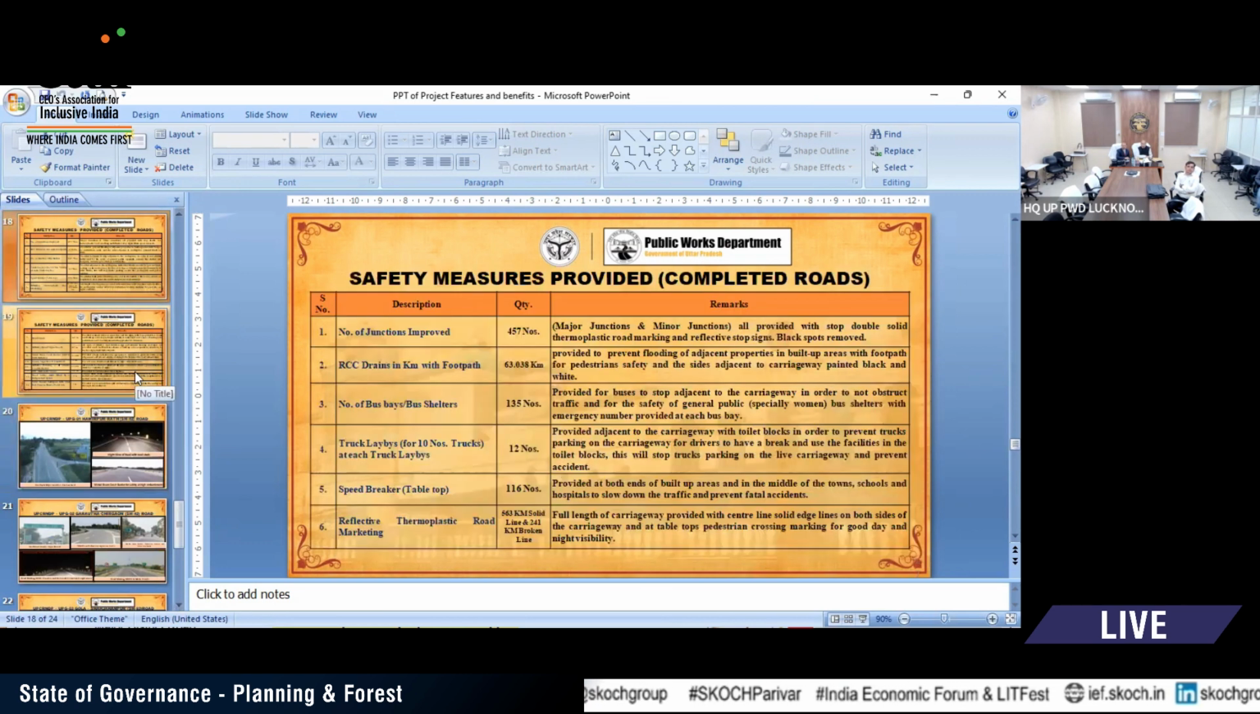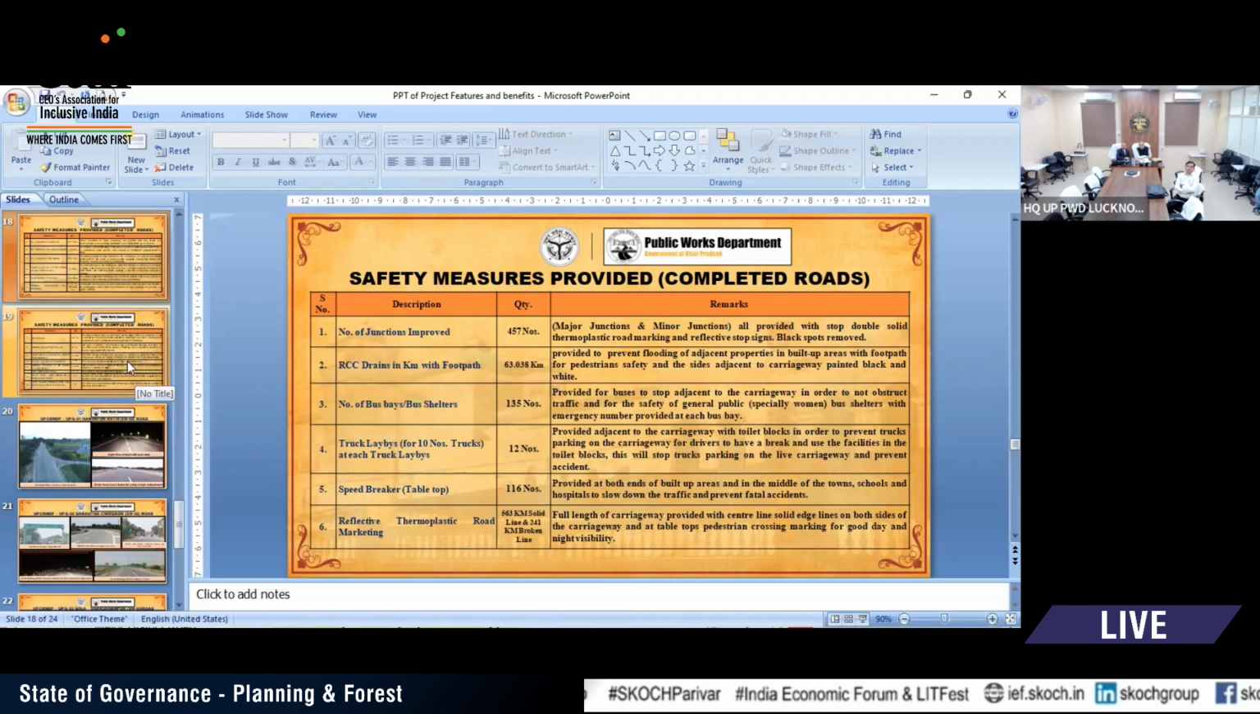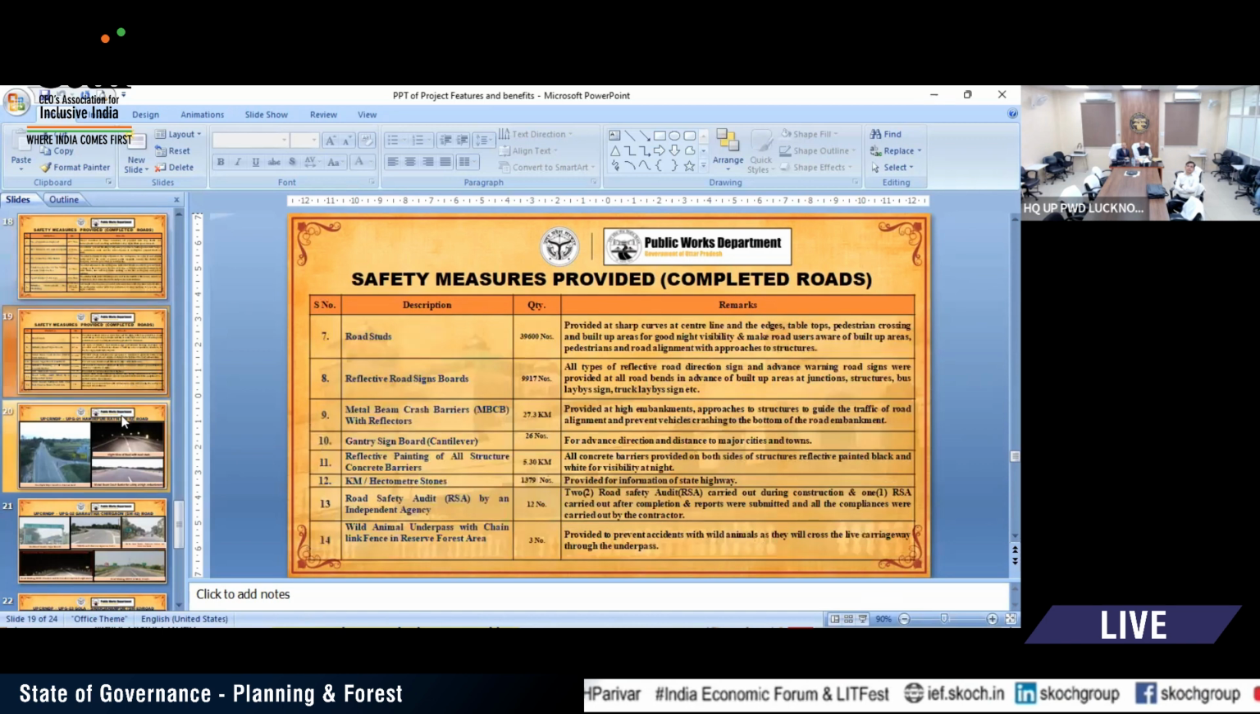These are safety measures, as we told. Road safety is very important. A number of junctions we have provided. We have provided RCC drains with footpaths and all these provisions as per IRC we have included in the project. And next.